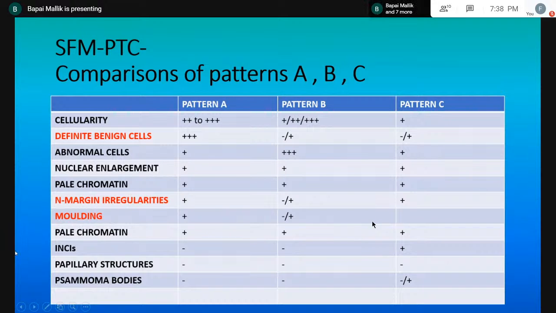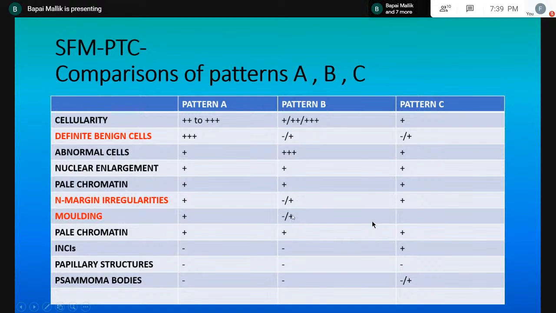So the difference is that the number of benign cells is much more in pattern A. So benign cells are the predominant cells in pattern A, whereas in pattern B, benign looking cells, where you are absolutely certain that they are benign, I should use the phrase benign looking cells where you can confidently call benign, are few in number. In pattern A, the abnormal cells are fewer in number compared to pattern B, but the degree of nuclear abnormalities, especially with relation to nuclear membrane irregularities and molding, is present in pattern A but it is not present in pattern B to a great extent.